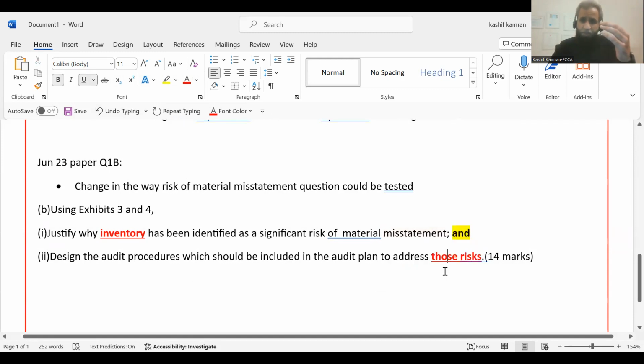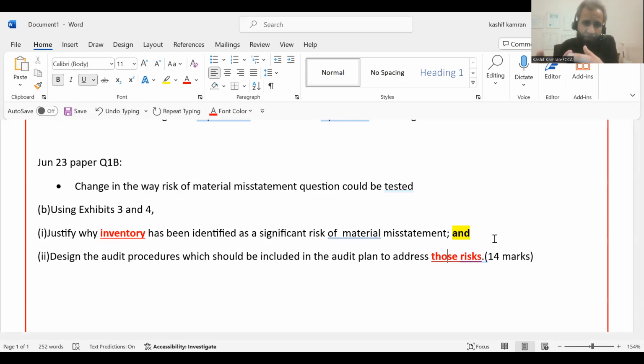So justifying why inventory has been identified as significant risk, how would you justify? Will you get information from the case to justify the basis on which inventory has been identified as significant risk? What is the examiner expecting in terms of your answer?